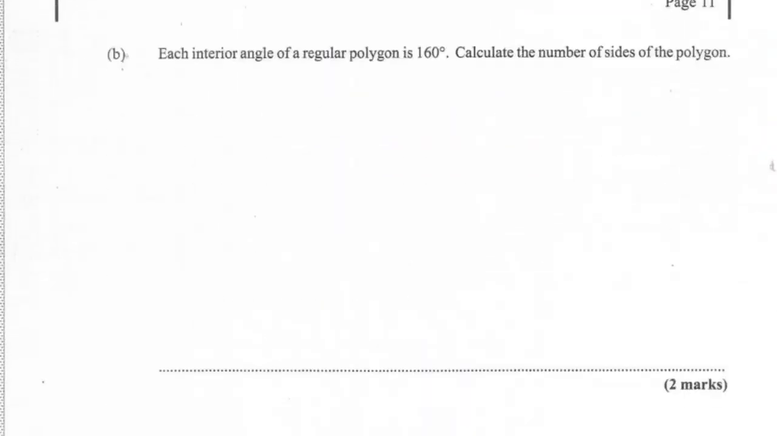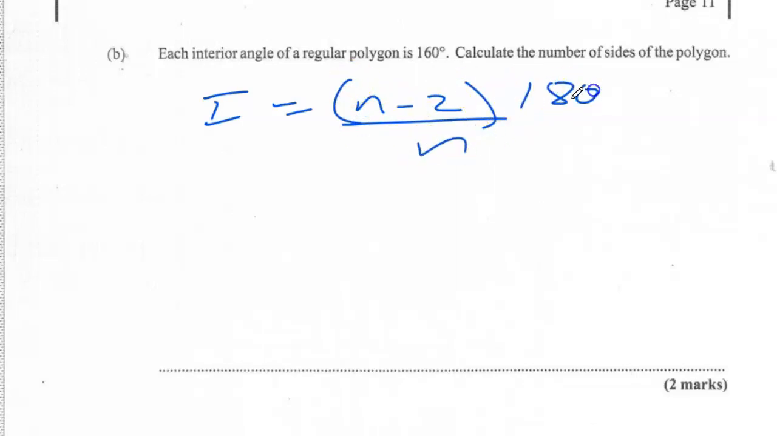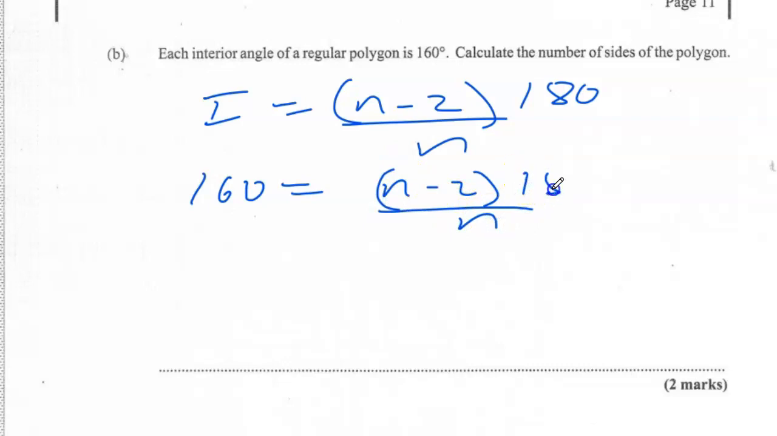Next, each interior angle of a regular polygon is 160 degrees. Calculate the number of sides of the polygon. So let's use a famous formula for this one. Interior angle equals n minus 2 over n times 180, where n represents the number of sides. So the interior angle, we are given here, is 160. So 160 degrees equals n minus 2 over n times 180.